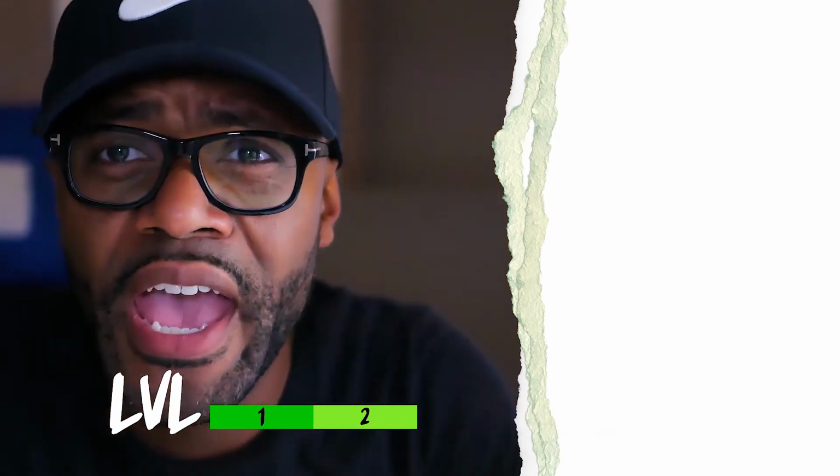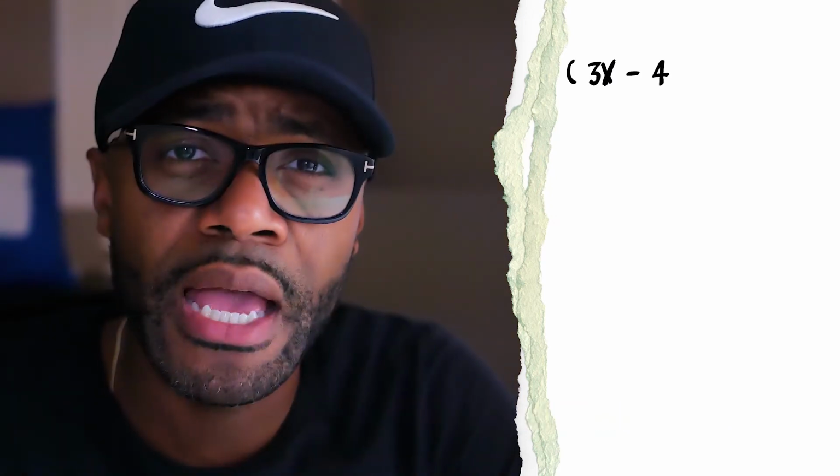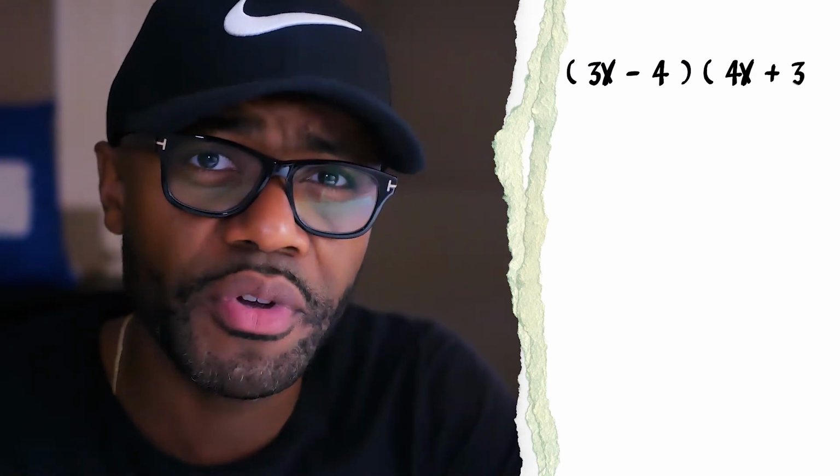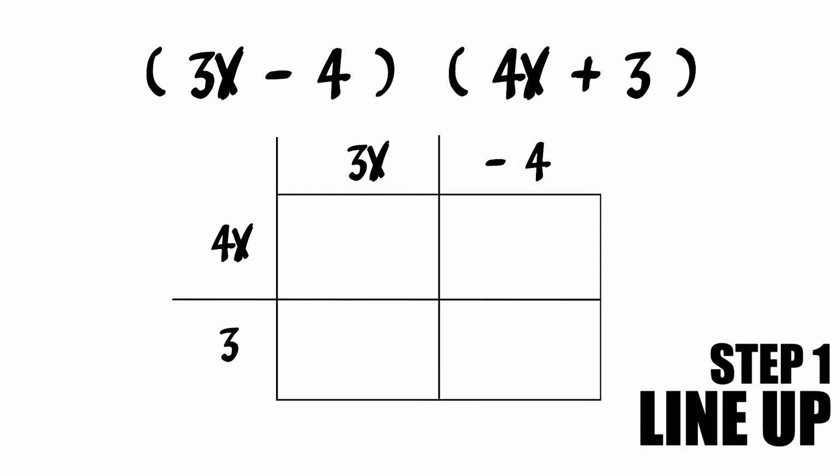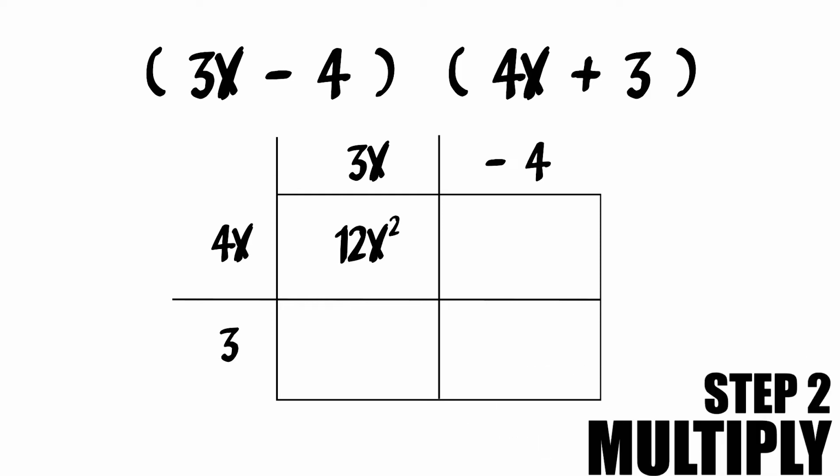Check that meter. We have 3x minus 4 times 4x plus 3. We align both our columns and our rows. We get in the box 12x squared in the upper left, minus 16x in the upper right, over 9x in the lower left and negative 12 in the lower right.